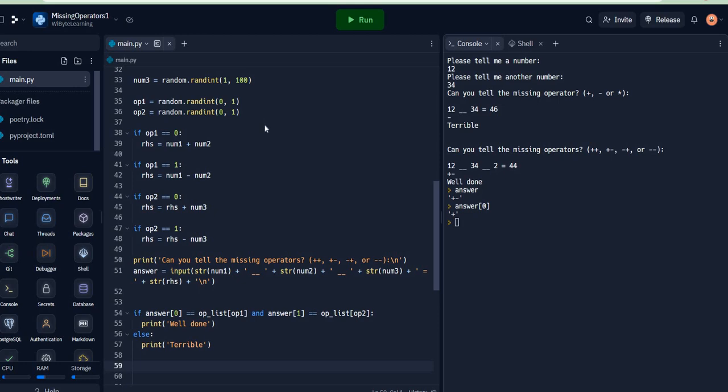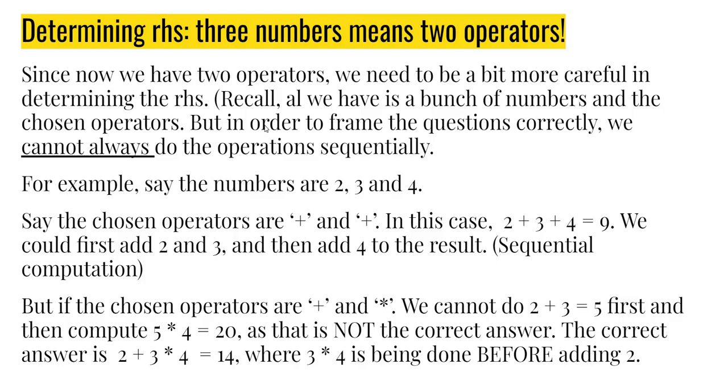This is best understood through some examples. So let's just take some simple examples. Let's say my three numbers were 2, 3, and 4. Let's say num1 was 2, num2 was 3, and num3 was 4. Say the chosen operators are plus and plus, like in our case it's possible. Then what we were doing is correct because we first did 2 plus 3, num1 plus num2, and then we added the result to num3. So 2 plus 3 first and then 4 to the result. That's exactly how we have written our code, if you recall.